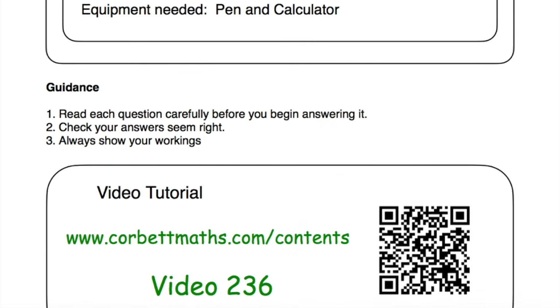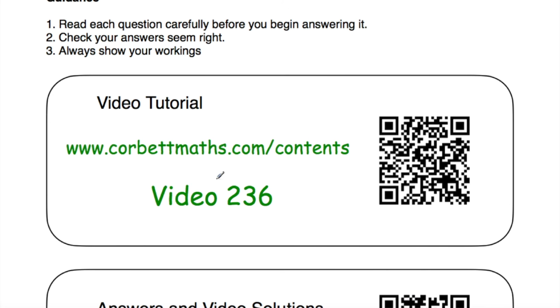Also, just to mention that if you need any extra help on compound interest, if you go to Corbettmaths and go to the videos and worksheet section and scroll down to video number 236, there's a dedicated video tutorial there on compound interest, and if you watch that, that'll be useful for you as well.